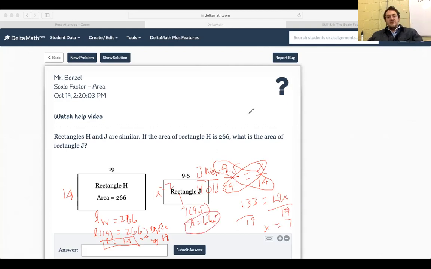Now another way to do this. If I have 9.5 out of 19, that's a half. So another way that you could do this is 266 times 0.5 times 0.5 again. And the reason is because we're doing the scale factor in both directions.